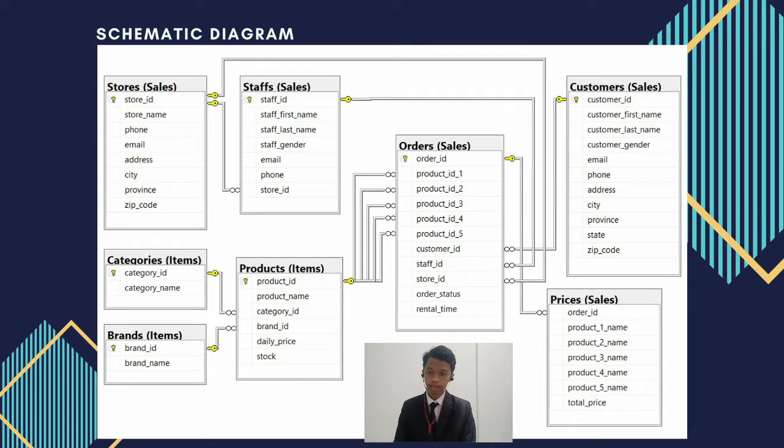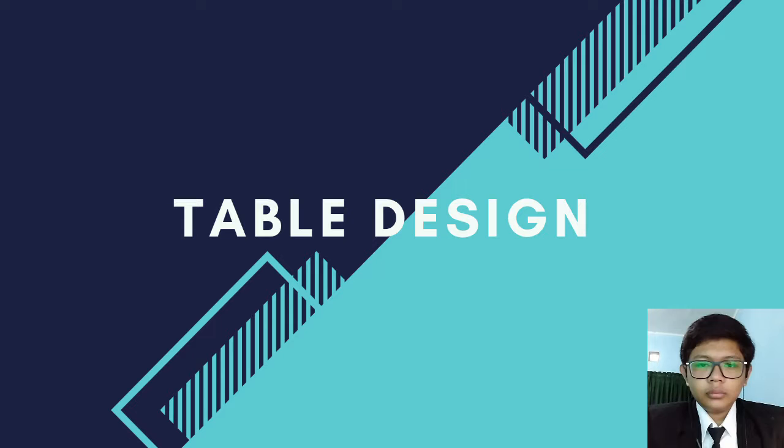In our project, the categories and brands tables are related to the product table. The store table is related to the staff table. Then the customer, product, store, and staff tables are related to the orders table as the core table. And finally, the relation between the order and price tables is the end of our database.